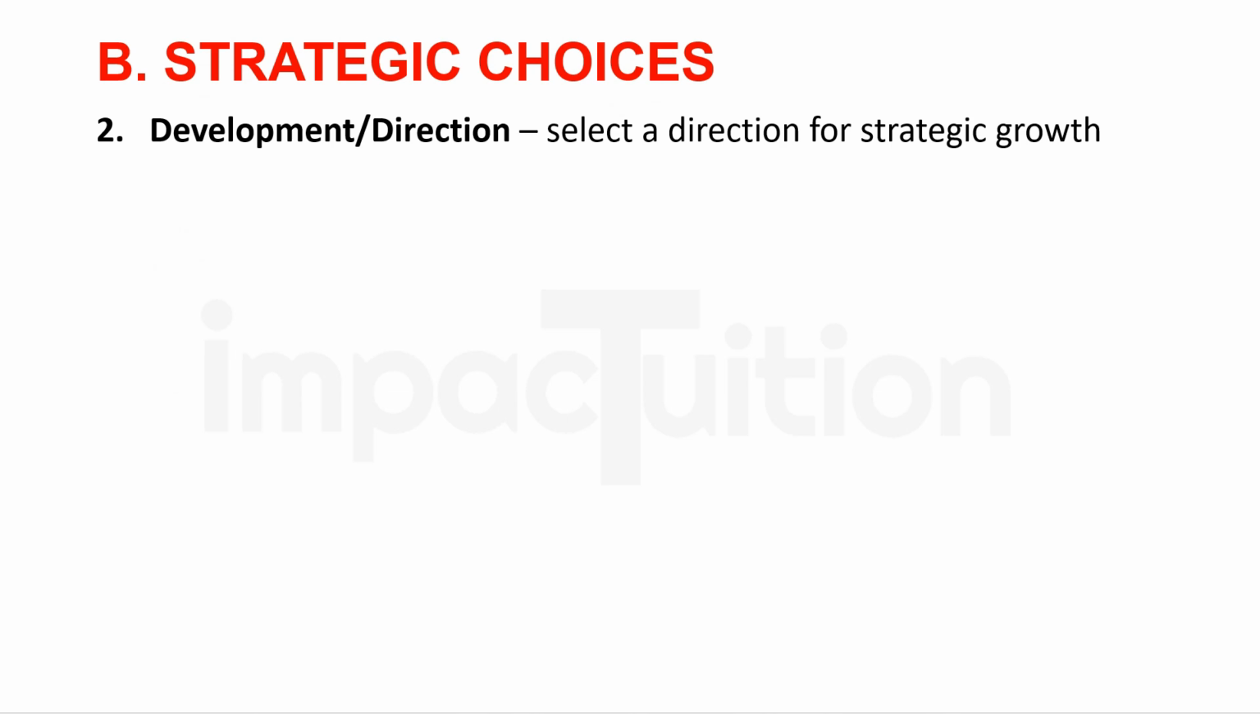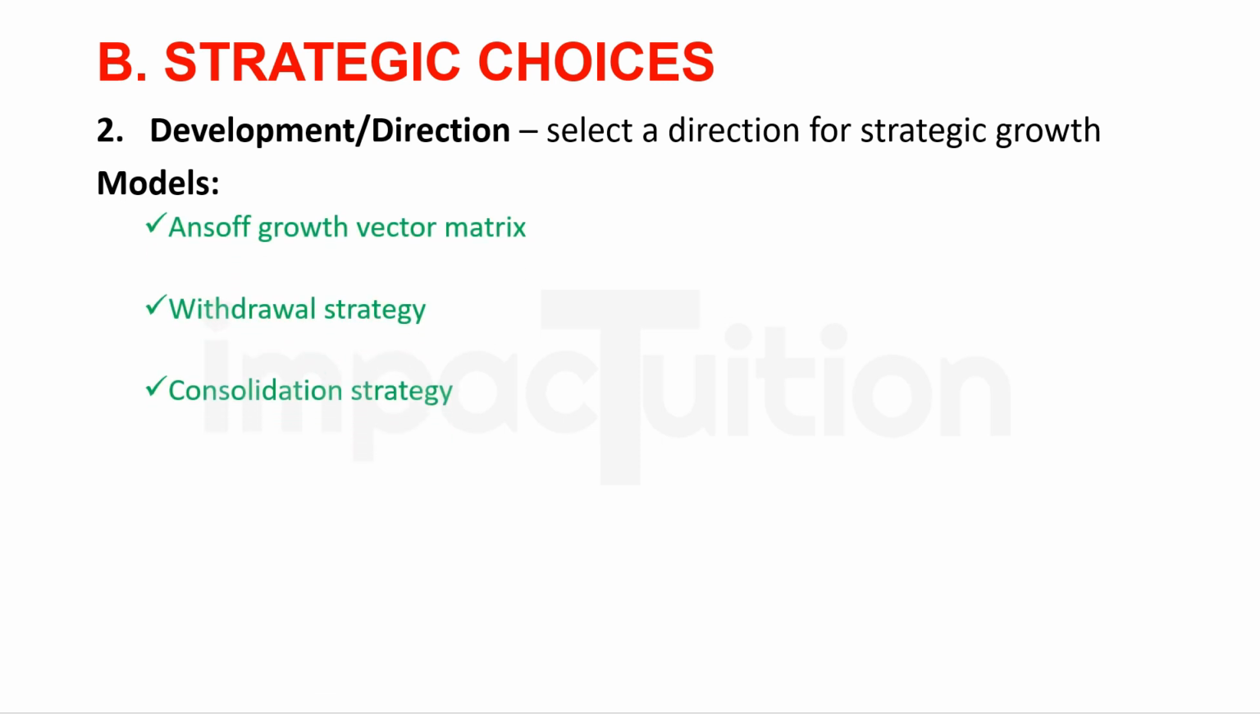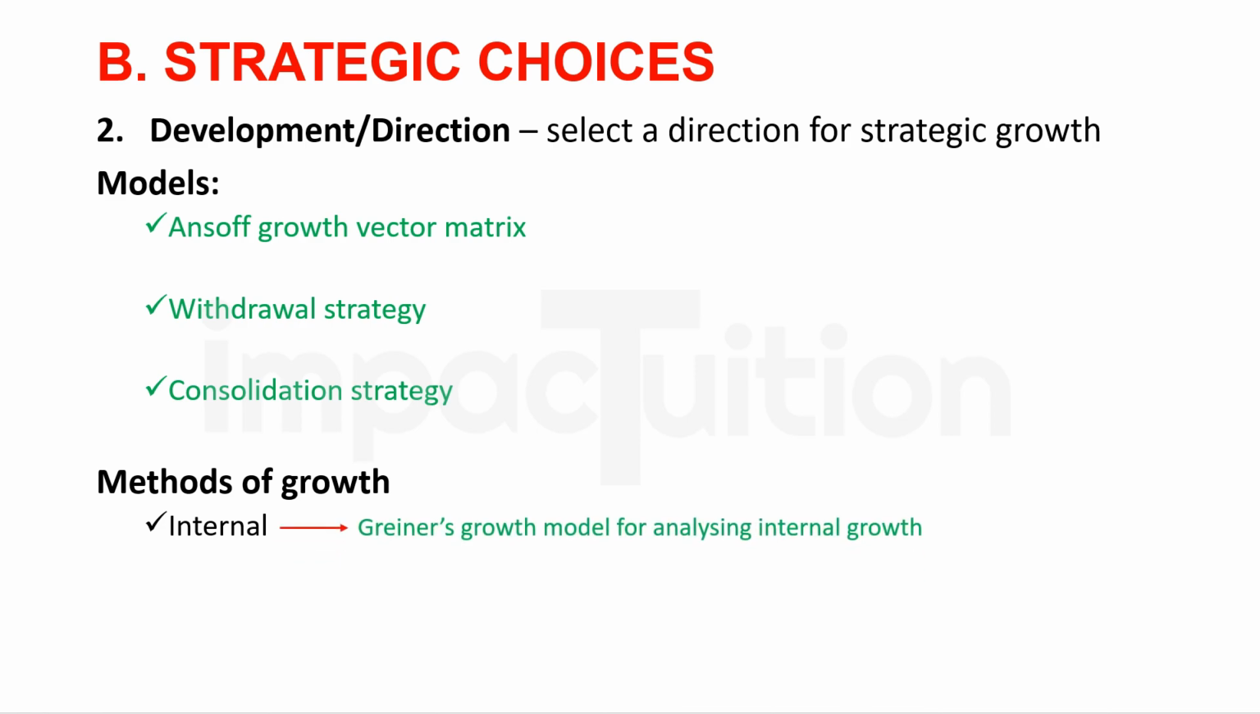Development or direction. The models include Ansoff's growth vector matrix, withdrawal strategy, and consolidation strategy. We will discuss each of these. We will also look at the methods of growth. We have two of them, internal and external. Our focus is on the internal growth, and then we will discuss Greiner's growth model for analyzing internal growth.